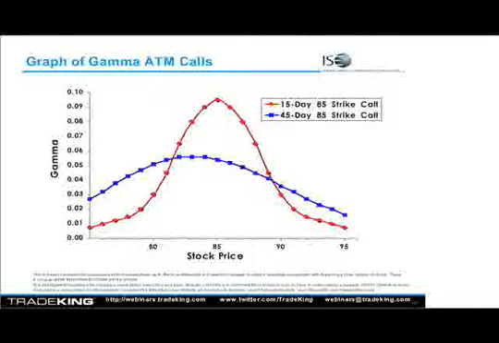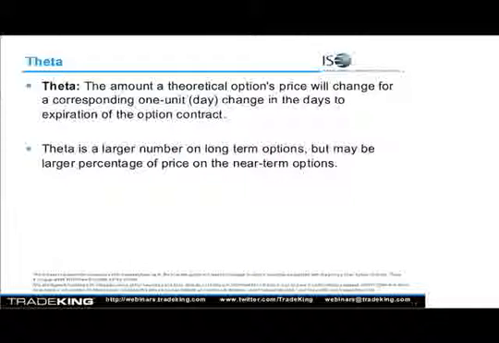All right, the next Greek is actually theta. Theta is the amount an option's theoretical price will change for a corresponding 1 unit, and in most instances that unit is a day, change in the days to expiration. Now, theta is a larger number on longer-term contracts, and a lot of people don't realize that. They always think, oh, theta is large on the near-term option contracts, but theta can only affect the time value of the option. So if you go out further and further in time, there's going to be more time value.